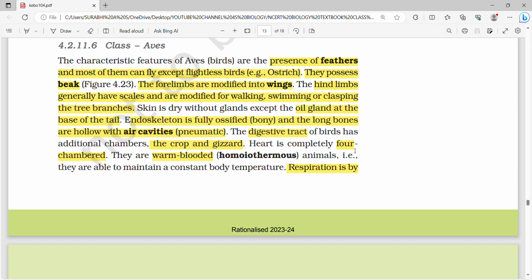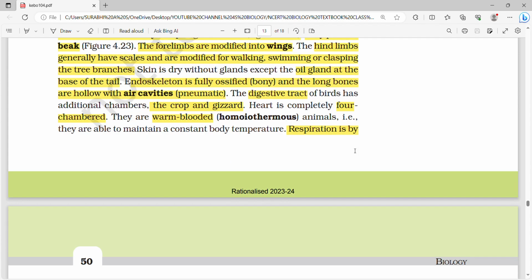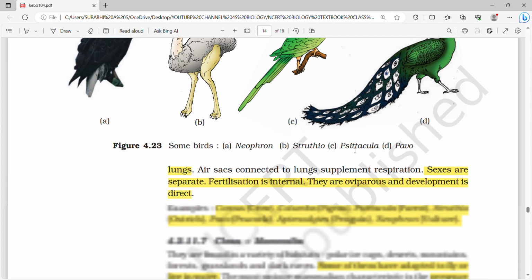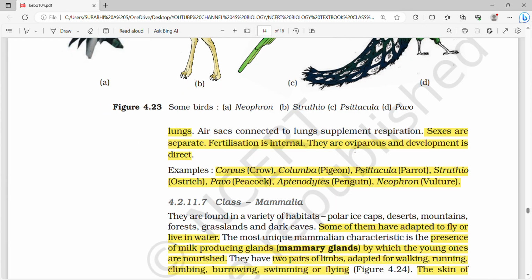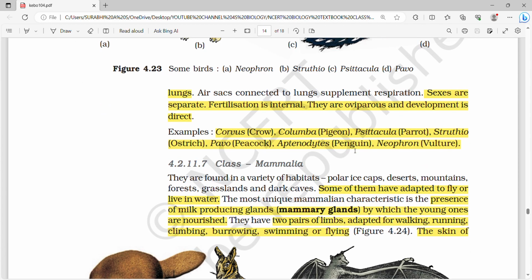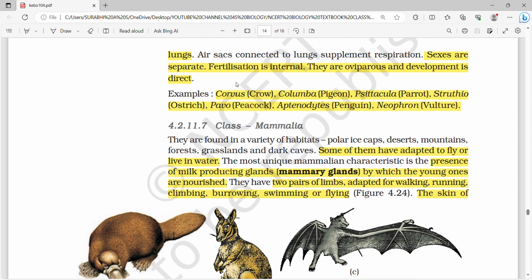Their heart is completely four-chambered. They are warm-blooded animals and respiration is by lungs. Then the sexes are separate, fertilization is internal, oviparous, development is direct. And you can remember the examples, it is easy.